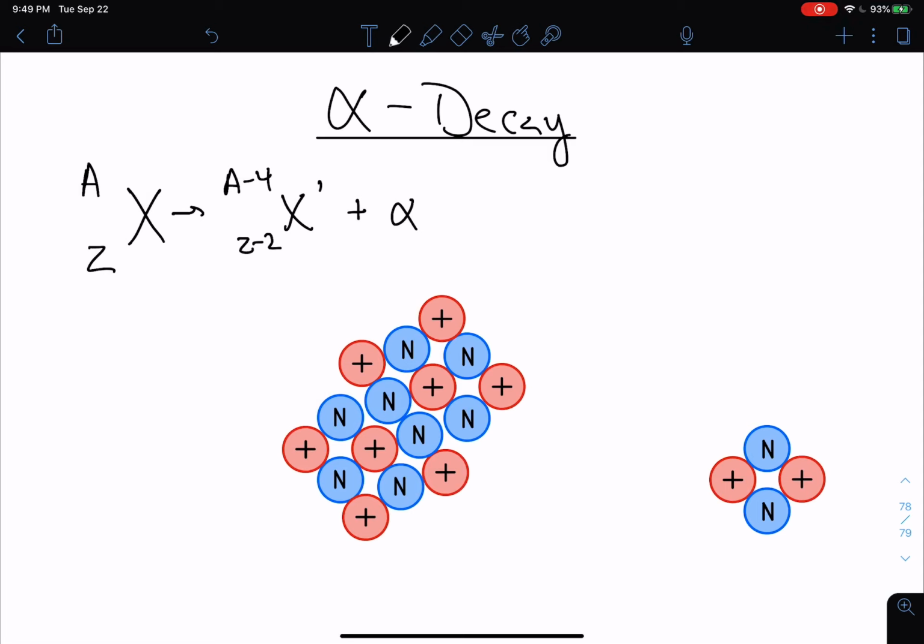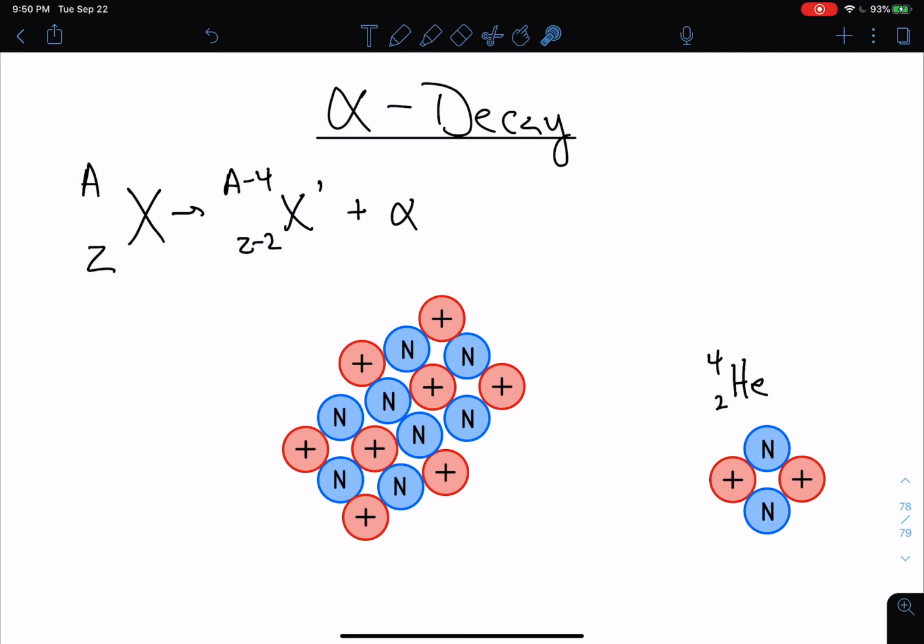But as I already mentioned, the alpha particle is just helium-4. And sometimes it'll be written this way, other times it's written this way. I believe in the content for this homework, it is written using helium-4. Either way is acceptable. You just need to be aware of that.